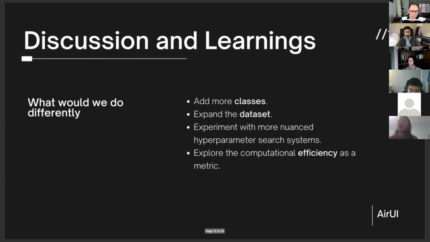Next, please. Moving on, what we would do differently is to add more classes, for example, temporal classes, as well as expanding the data set to cover more test subjects. And last but not least, to improve the efficiency, we would explore the best small model. Next, please.